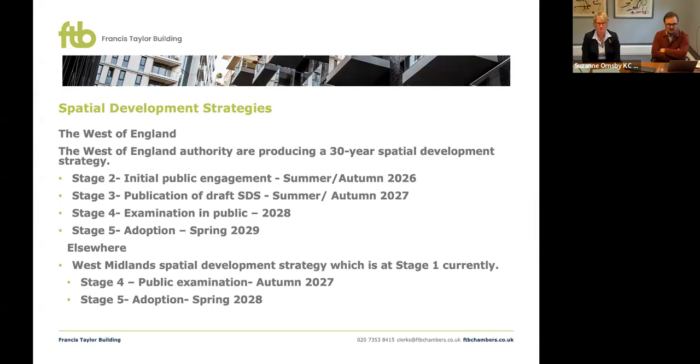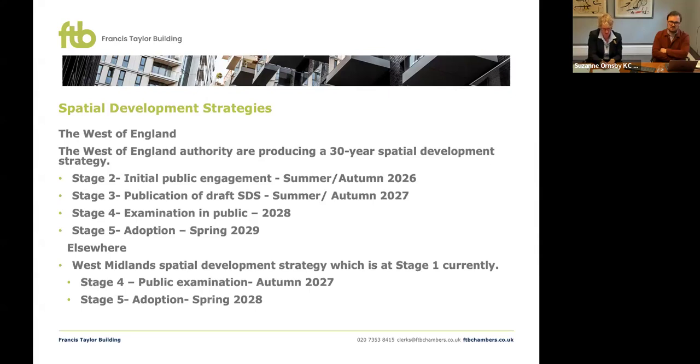spatial strategy, and that's looking to be a 30-year spatial development strategy, with initial engagement over this summer and autumn, a draft of that consulted upon in summer autumn next year, examination in 2028, and adoption spring 2029. And it's very important to see how that's panning out, because, of course, the deadline for the adoption of these SDSs is the spring of 2029.